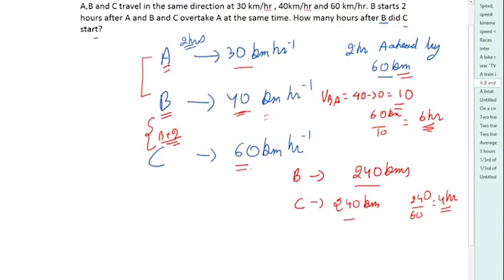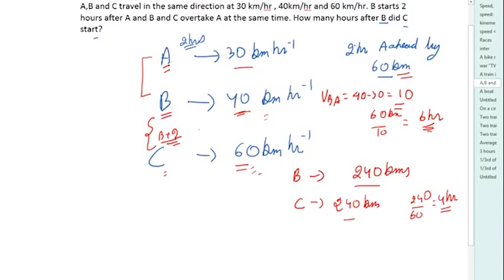Now C is even faster than B and A. So it would probably have started even after B started, right? Because they are all reaching the same point. We have been asked how many hours after B started did C start.